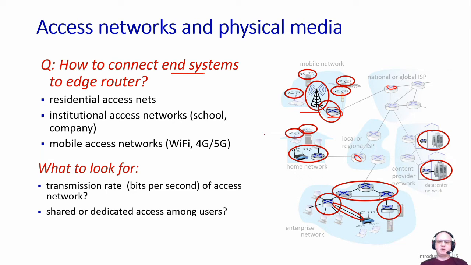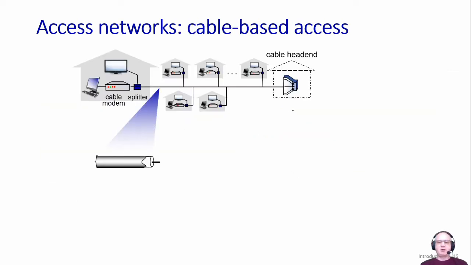For each, we should ask the question of what's the transmission rate that is possible, and whether the access network allows shared or dedicated access for users. So one example I'd like to talk about is so-called cable-based access. That is widely used in the United States for residential neighborhoods. Why? Because in the last half of the last century, most homes were provided with cable television, right? And so the cable provider ran this coax cable to different homes, either above ground or underground. And so every home has access to this.